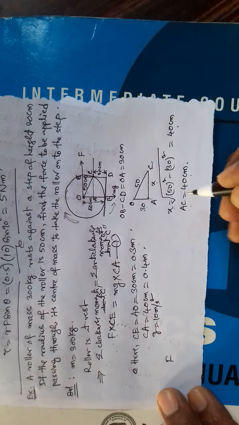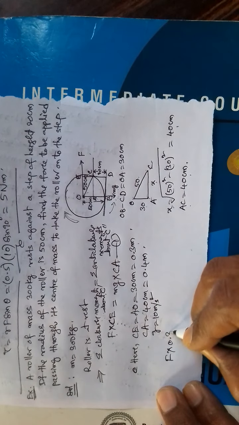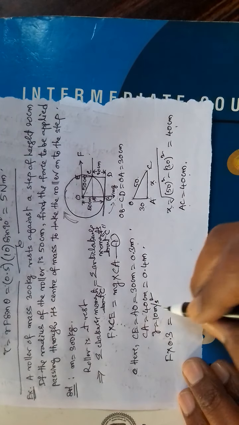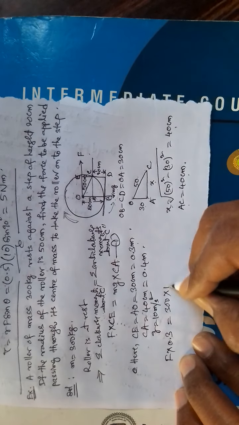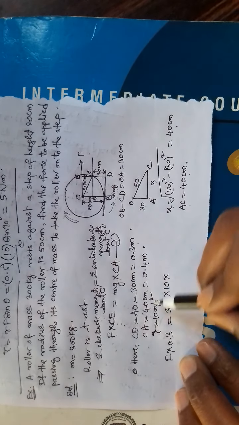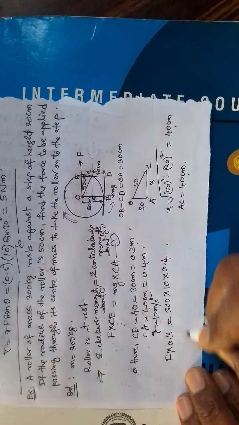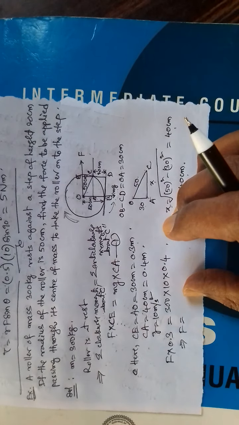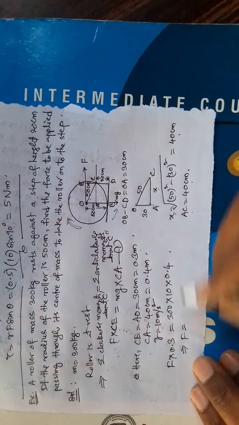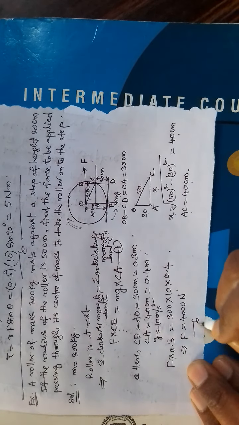Now let us take g value 10 meter per second square. Substituting the values in equation 1, F into CE 0.3, mass 300 kg, g value 10, CA 0.4. So from this you get the F value. So we get 4000 newtons.